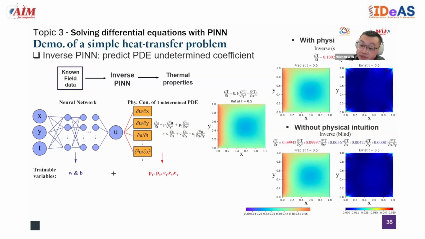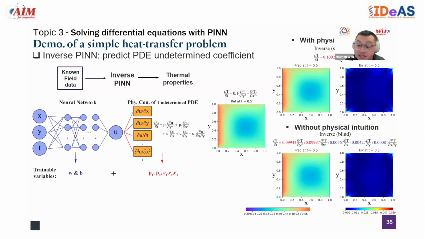So the results show the two scenarios. Scenario one is we have physical intuition to say we know what the exact form looks like, we just don't know the value of the coefficient. So inverse PINN can help us determine the exact value. The predicted coefficients are very close to the reference value of 0.1.